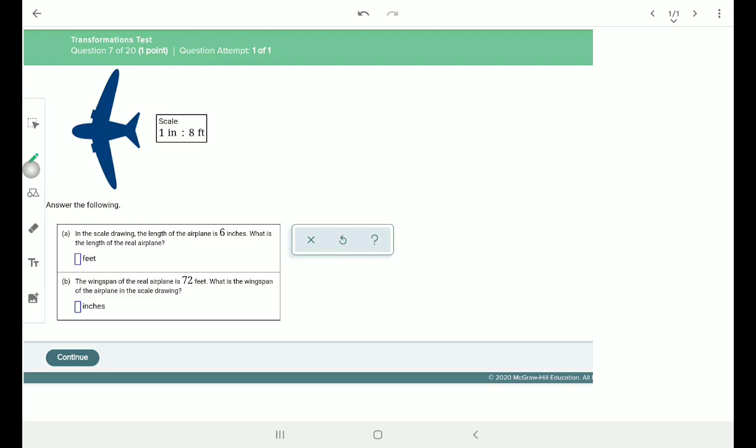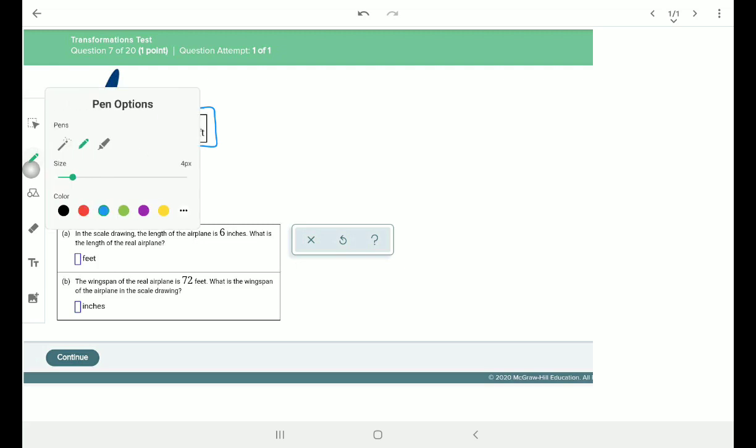Okay, so here we have this airplane, and it's a model of the airplane, and the scale is for every 1 inch on the model, it represents 8 feet in real life. So in the scale drawing for part A, the length of the airplane is 6 inches. Okay, so the model is 6 inches, and we want to know what is the length of the real plane. So what we're going to do is use the scale factor right here, and put it into a proportion.